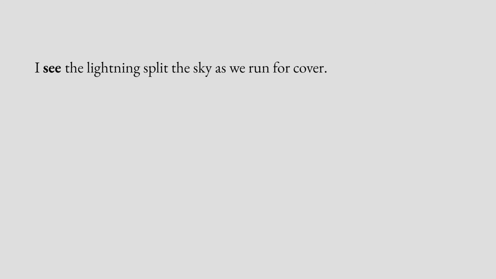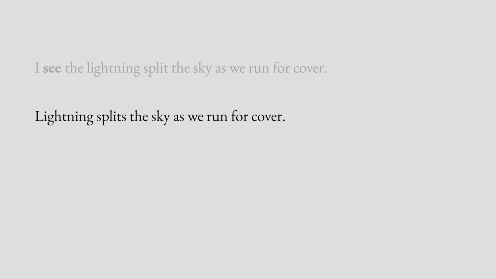Weak word number 3 is see. See can act as a sneaky filter word, again, putting unnecessary distance between the reader and the action. And just like with feel, see can usually be cut out completely to create a more visual, vivid experience. For example, "I see the lightning split the sky as we run for cover." "Lightning splits the sky as we run for cover." The second example plunges the reader straight into the action and lets us see what the characters are seeing without having to say that they're seeing it.